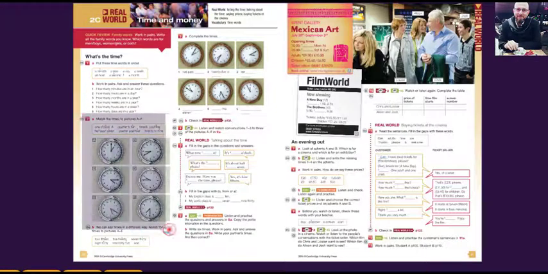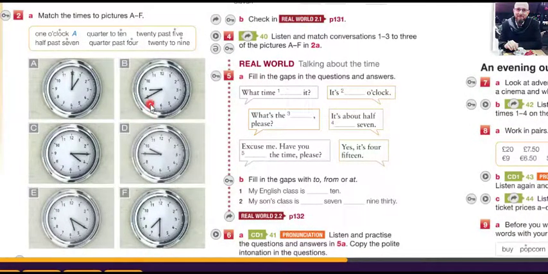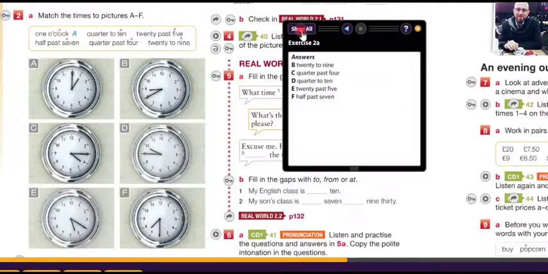Okay. Now let's go to how we say the time. Match the time here with these clocks. For example, 1 o'clock is a quarter to 10. Quarter to 10 is D. 20 past 5, E, 7:30, F, 4:15, C, 20 to 9 is B. And here's the answer. You can check.